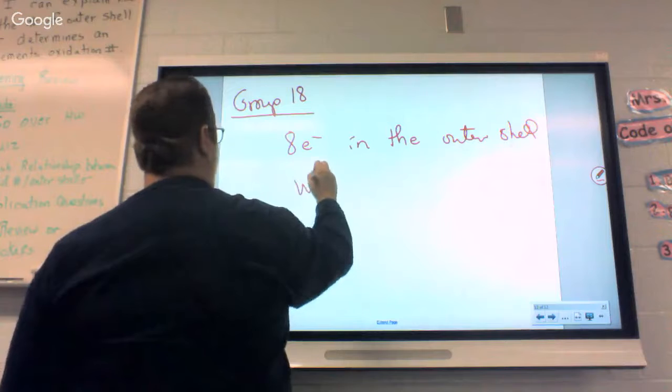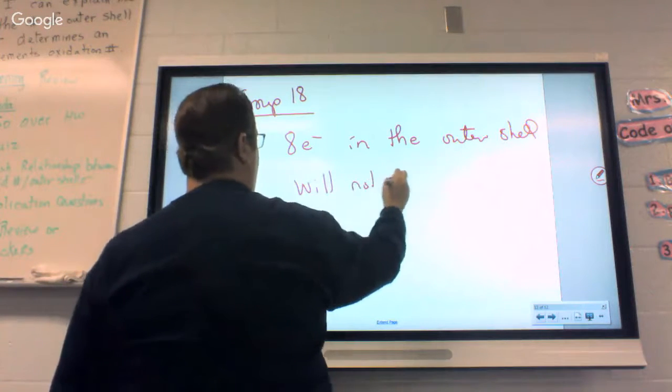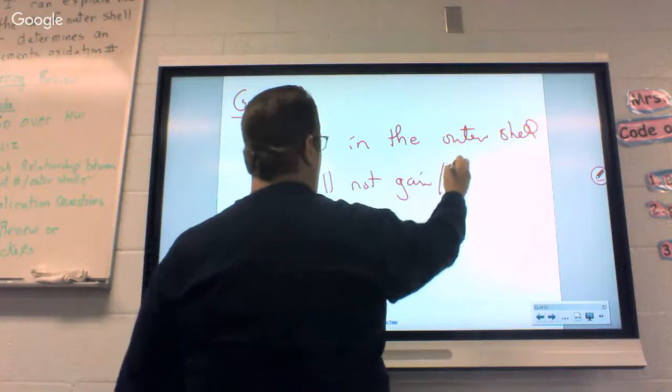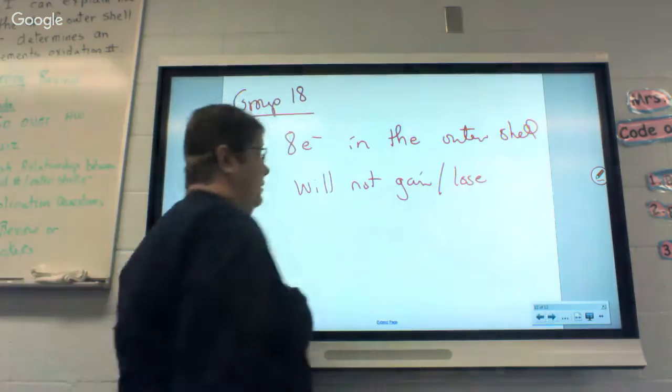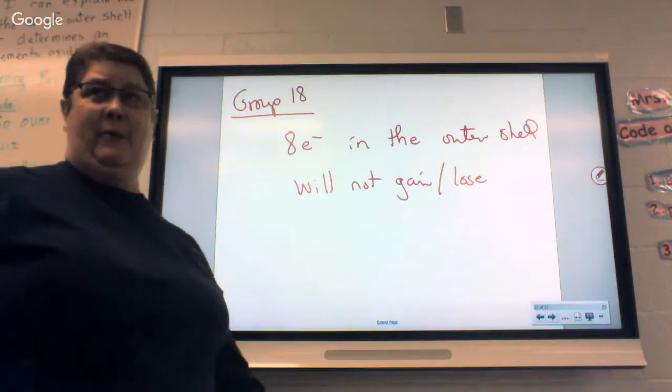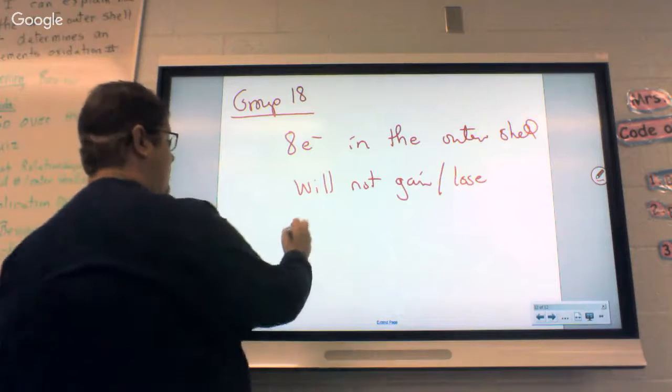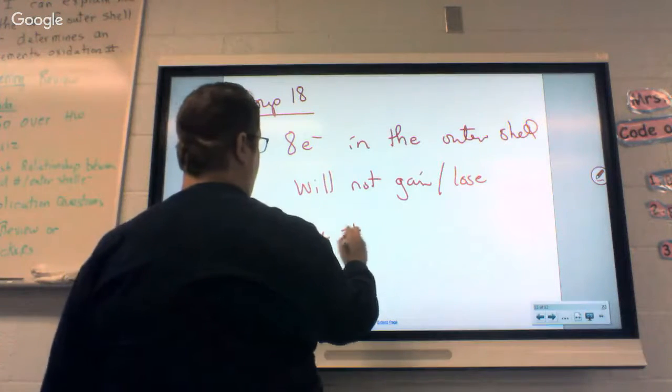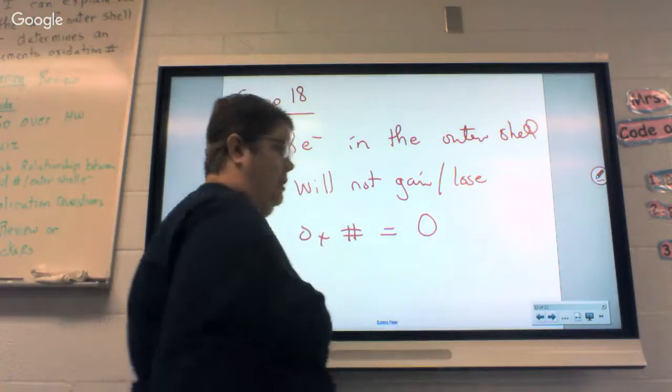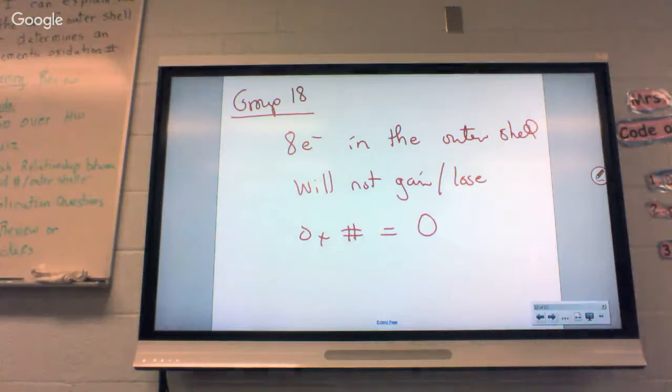So it will not gain or lose. It already has 8. It doesn't want to gain or lose any. It's happy. So its oxidation number is what? 0. It's not going to form a bond with anybody. It will have an oxidation number of 0.